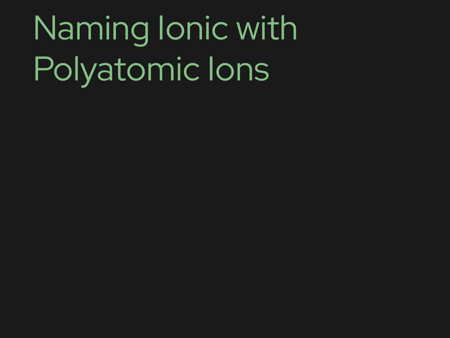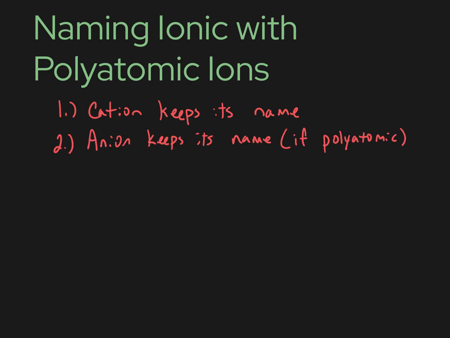Hey everybody, in this next video lesson we're going to talk about how to name ionic compounds that include polyatomic ions in them. And the rules for this are not much different than rules for naming standard binary ionic compounds. First of all, the element in the front, the cation, keeps its name just like it did before. And the second element, the anion, is usually a polyatomic ion. And the polyatomic ions already have special names, and so we don't really even change their names.